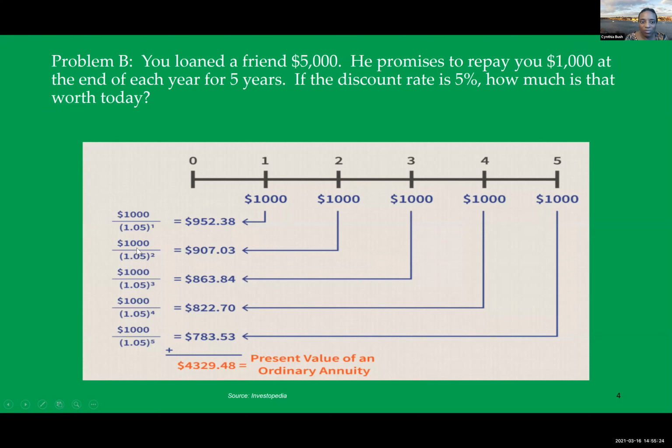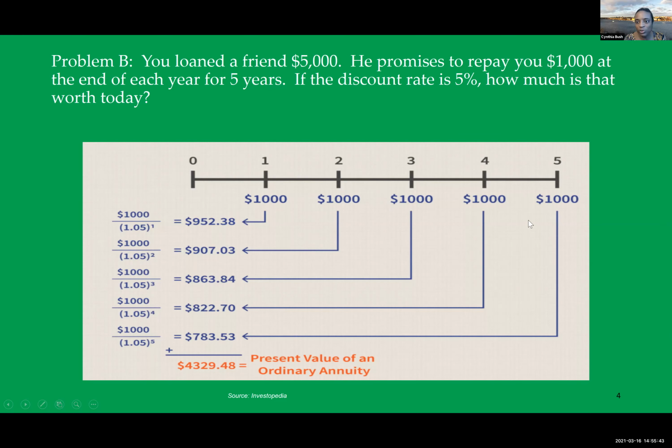You can use the same present value equation to figure that out. Just take the $1,000, that's the future value, divided by 1 plus the interest rate, 1.05, raised to the 2, because you're getting it at the end of the second year. So this second $1,000 payment is only worth $907.03.